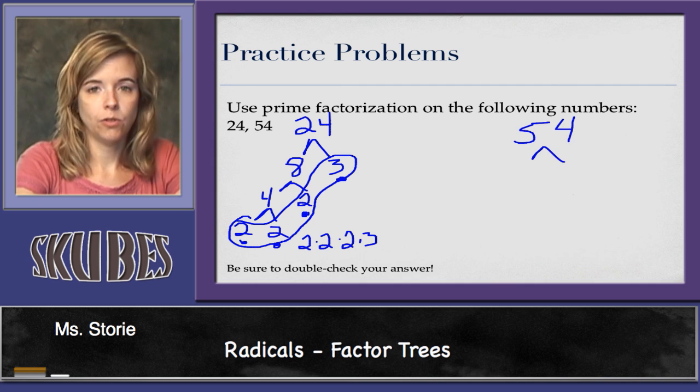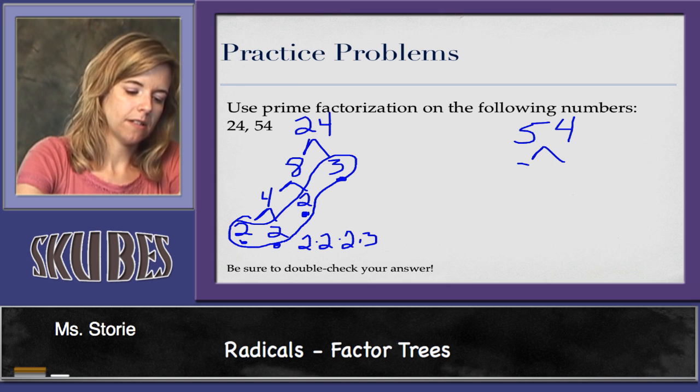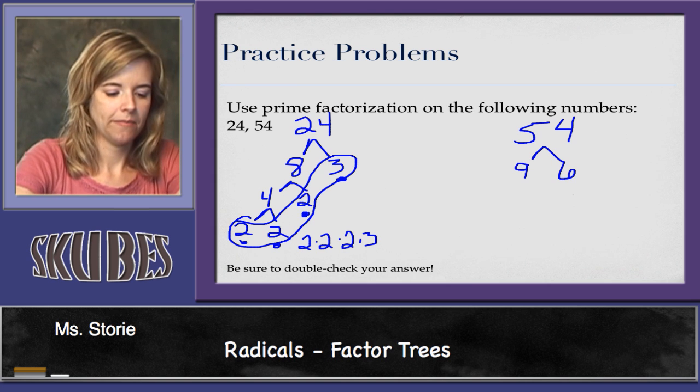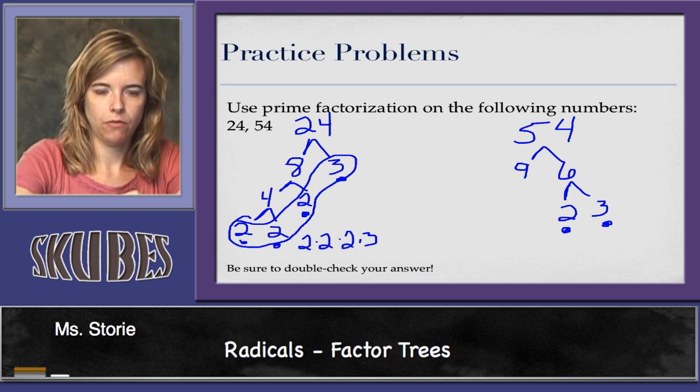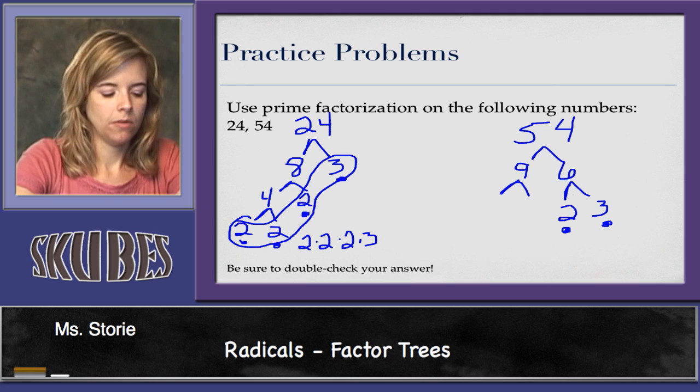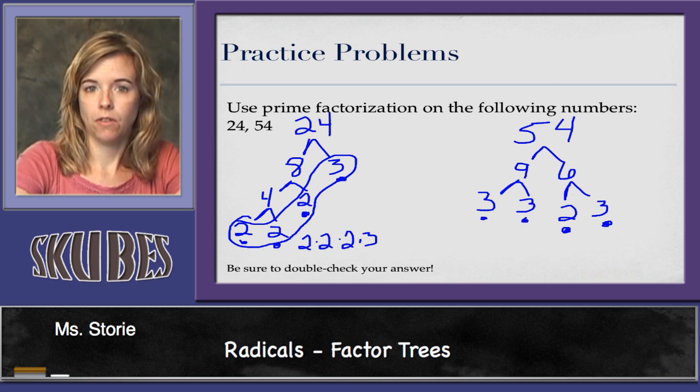Again, you can break it down however you want to. I say 9 times 6. Let's try that. 6 isn't prime. We can break it down into 2 and 3. Both the 2 and the 3 are primes, so we don't have to go any further. 9 is not prime, so we can break it down into 3 and 3. And those are prime numbers, so we're done with those.